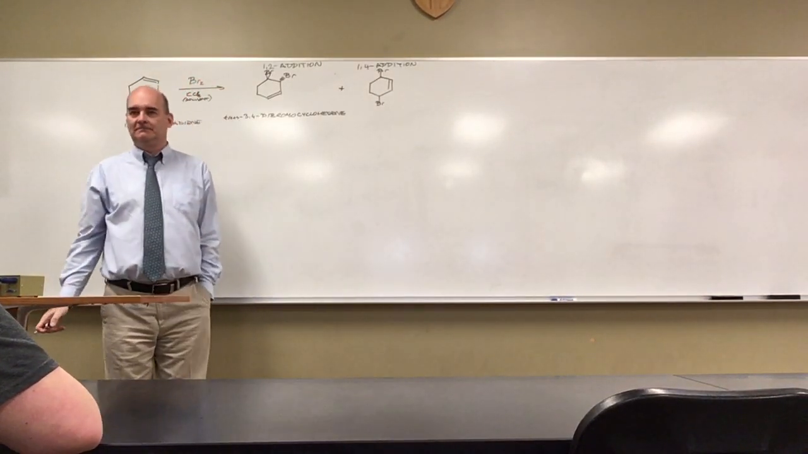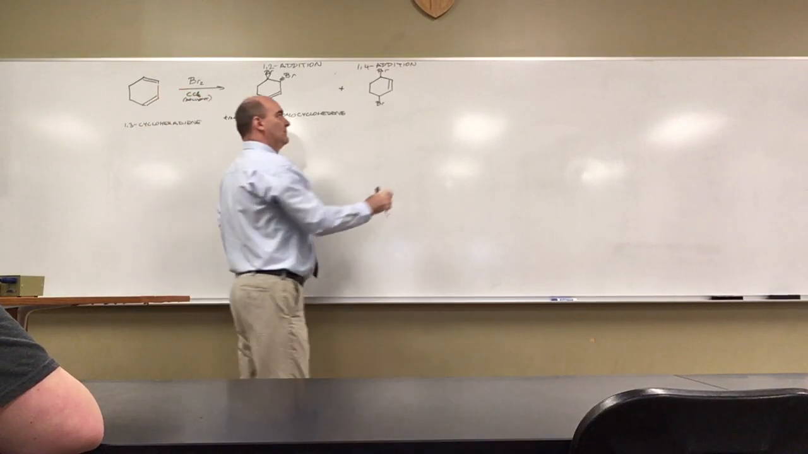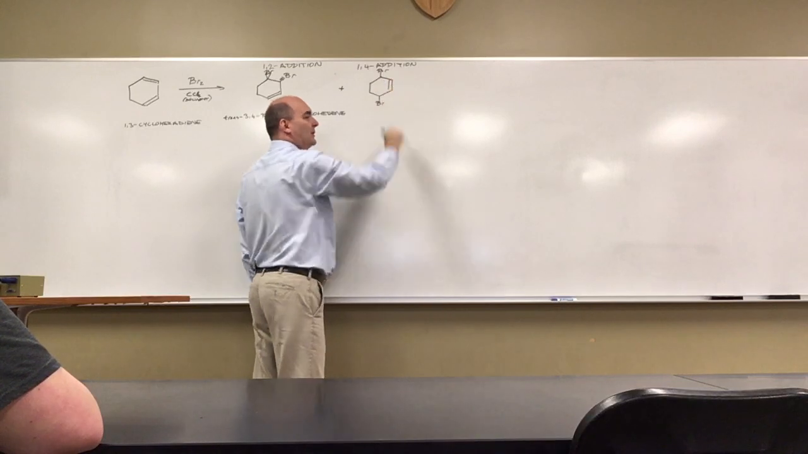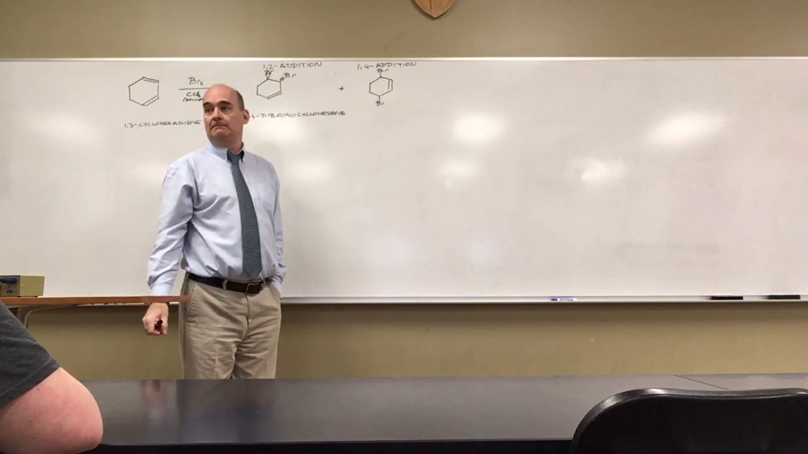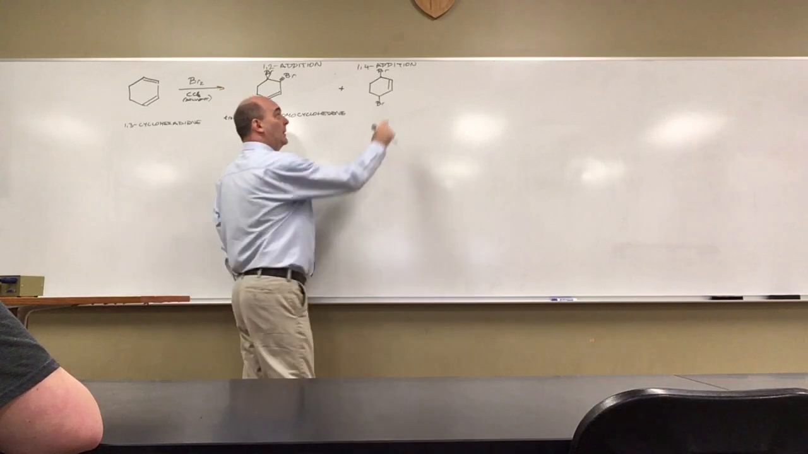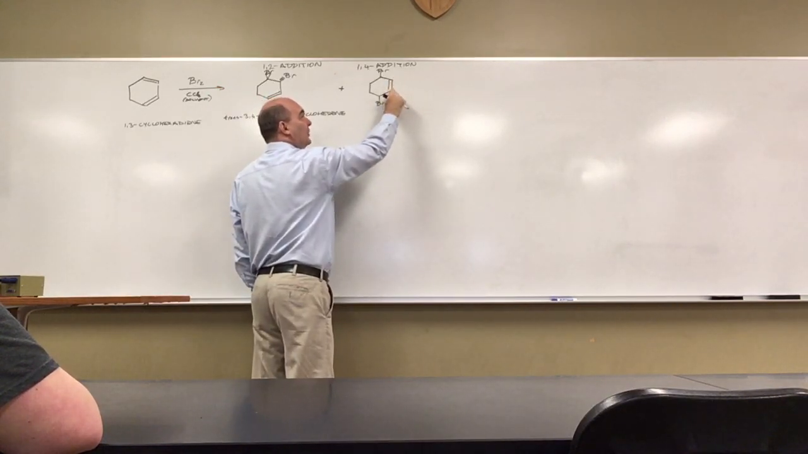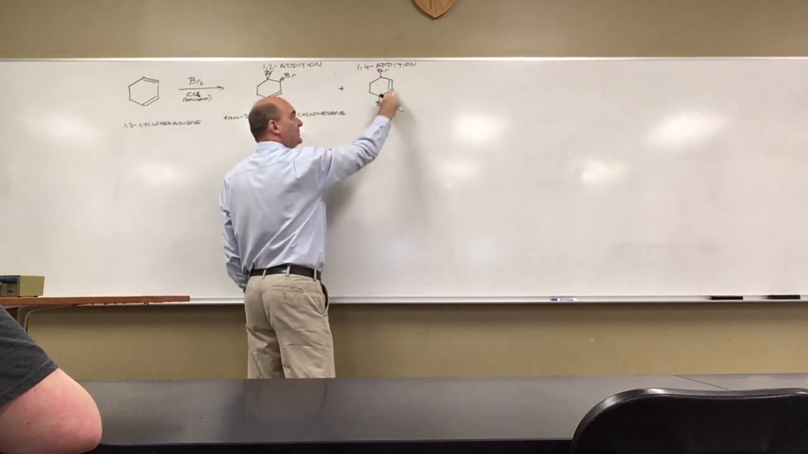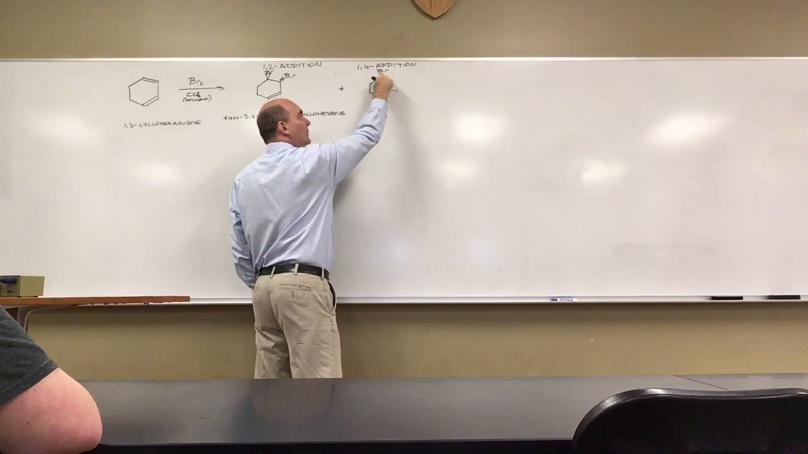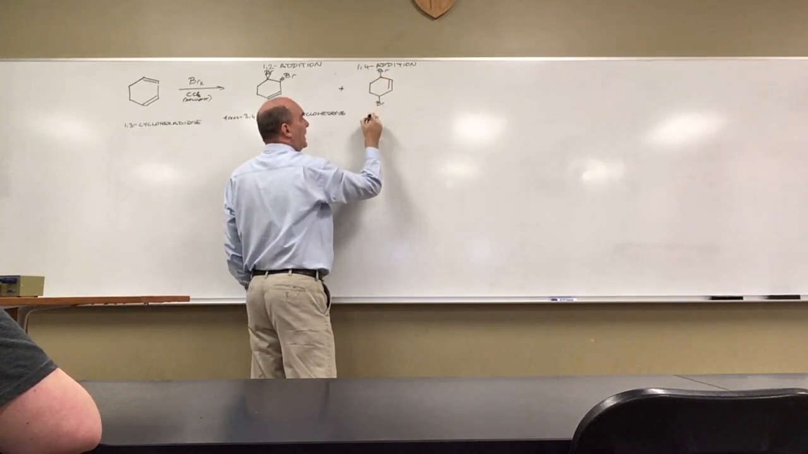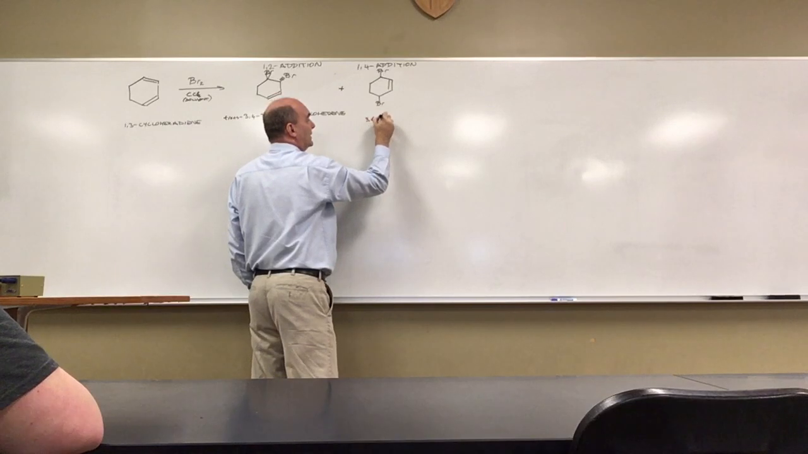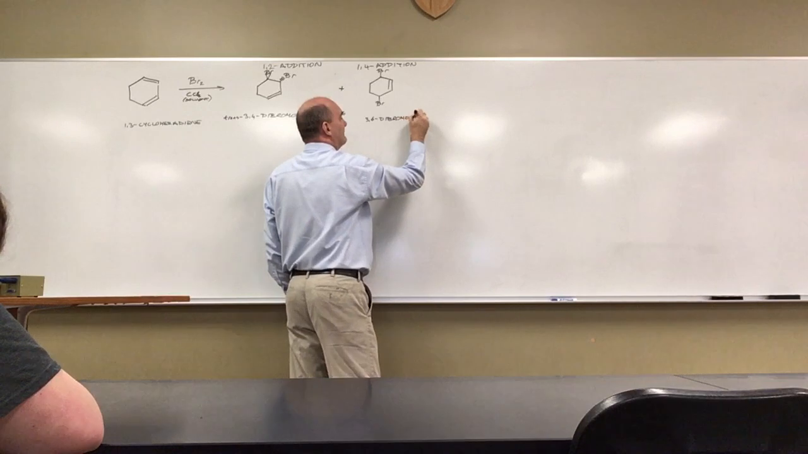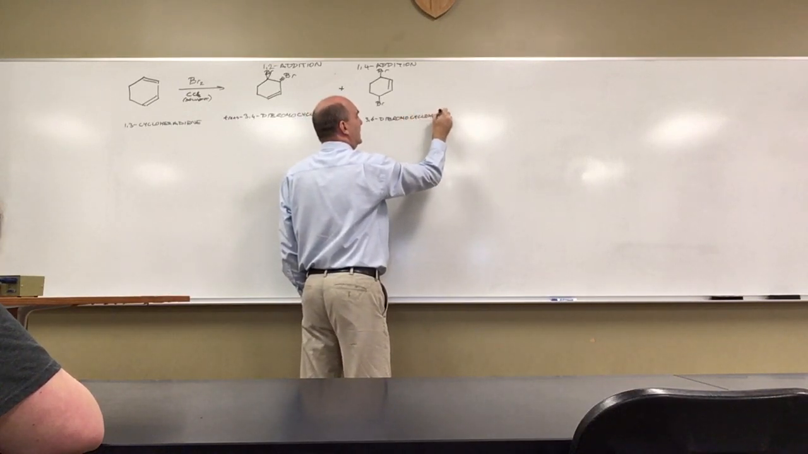Name of this? 2,5-dibromocyclohexene. One of the carbons on the double bond has to be carbon number 1. Has to be. So that's 1. This is 2, 3, 4, 5, 6. This is carbon number 1. 2, 3, 4, 5, 6. So this is 3,6-dibromocyclohexene.